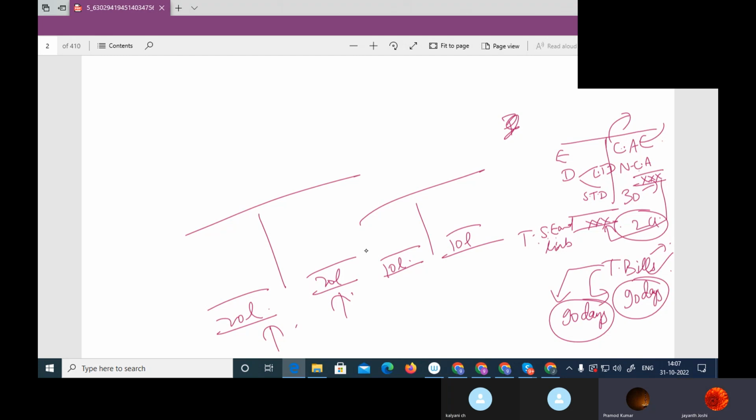But what is the position of your business? If liabilities are growing, that means your business is growing. That's the reason why you're borrowing more, isn't it so? Why will you borrow more?